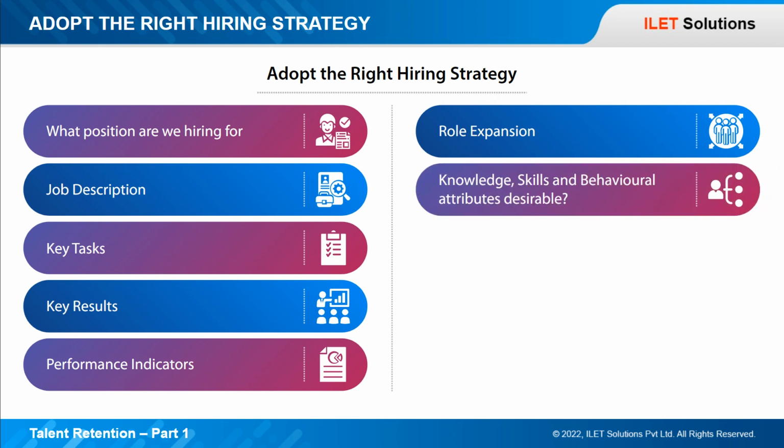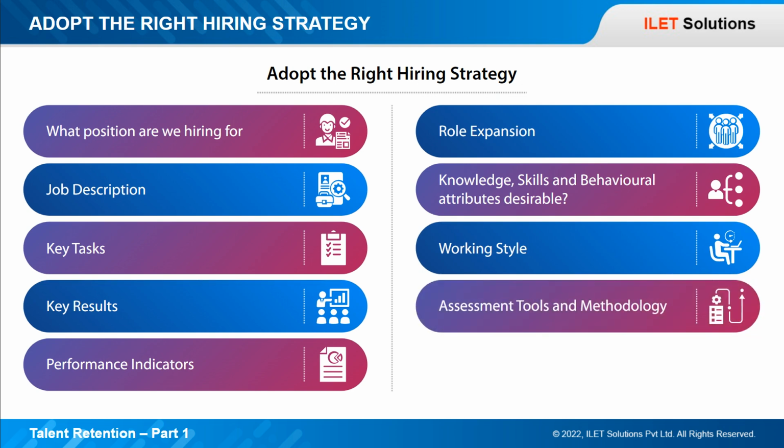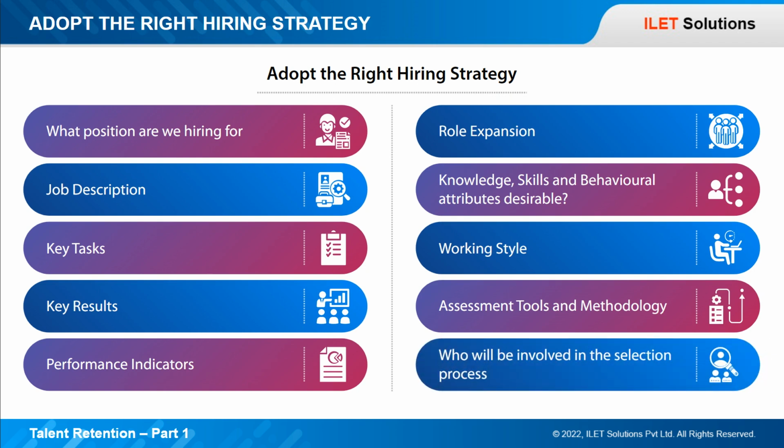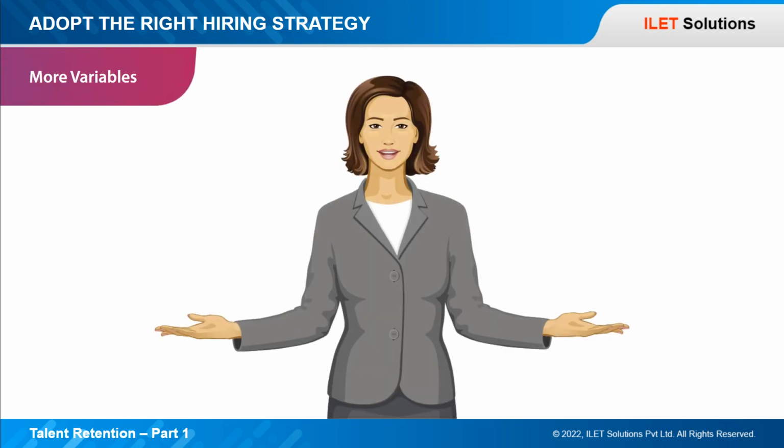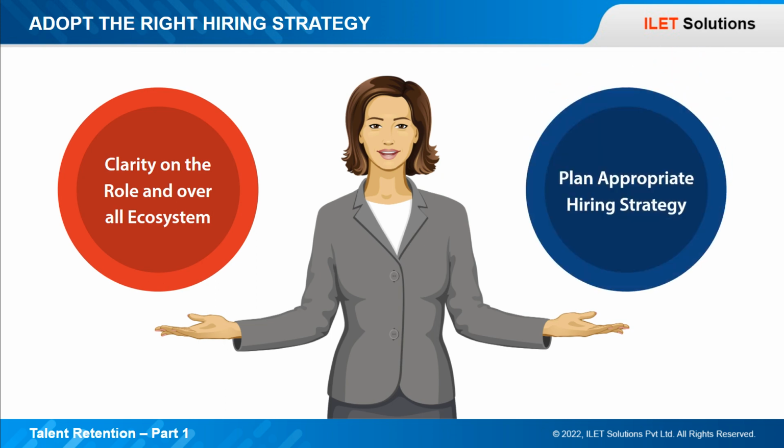What are the key knowledge, skills and behavioral attributes that are critical and desirable for the job role? What is the working style of the immediate superior and peers? What assessment tools and methodology do we need to use to hire the right fit candidate for the job role? Who will be involved in the selection process? While there can be more variables, the point is, it is advisable to have as much clarity on the overall ecosystem within which the role incumbent is expected to perform and then plan the most appropriate strategy to hire.